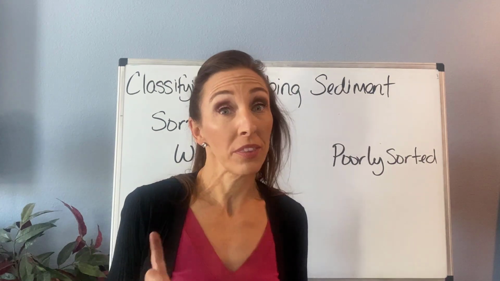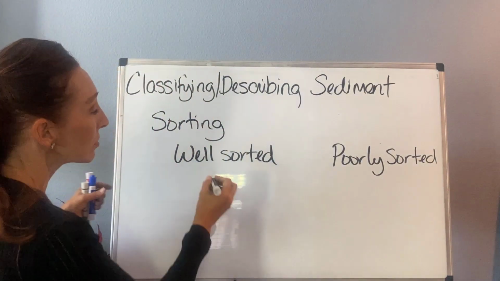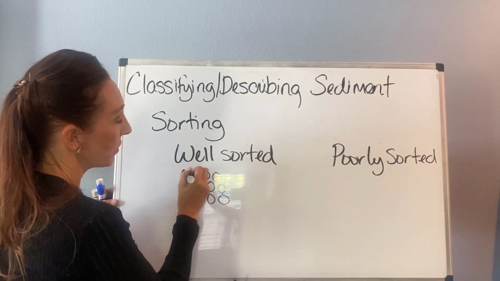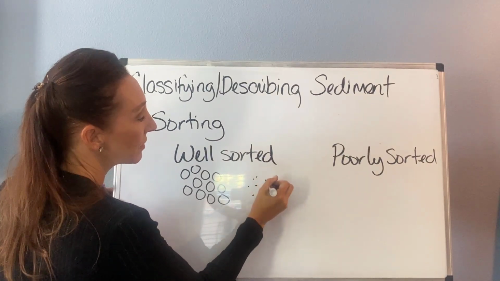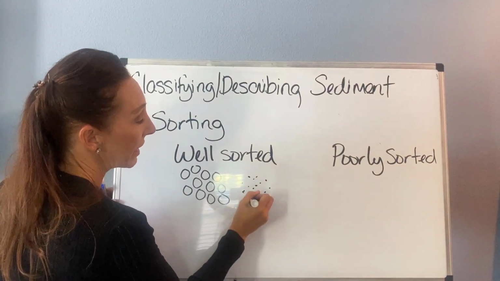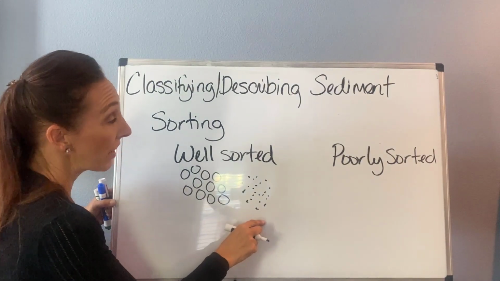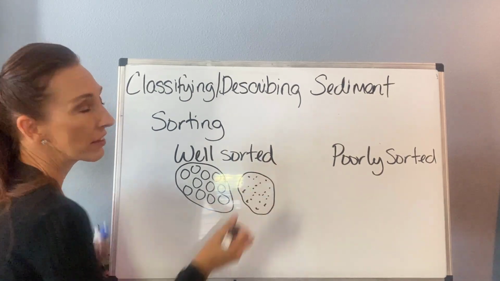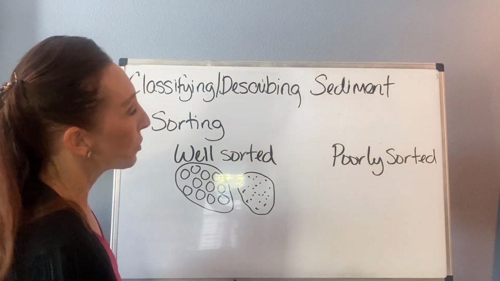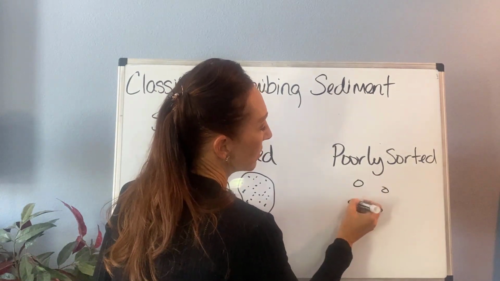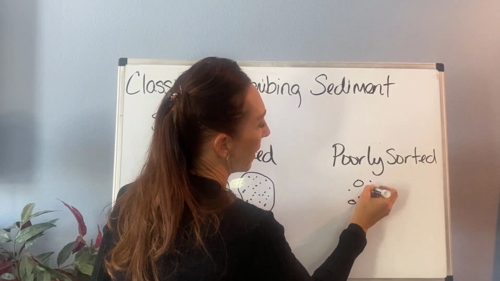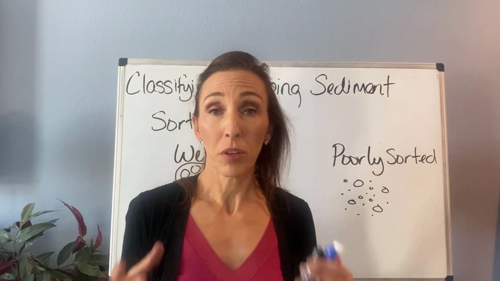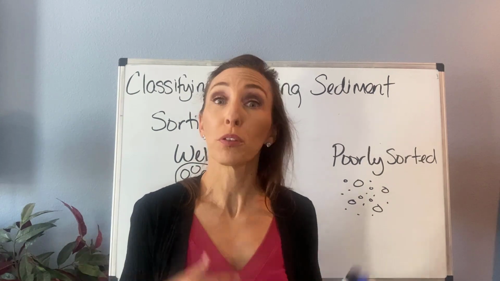It works the same thing with sediment, but with size. A well-sorted sediment would be a pile of sediment that's all the same size. And it doesn't matter if it's all gravel, all sand, all really fine mud, as long as it's all one size. So this would be a well-sorted pile size-wise. That's what counts. Poorly sorted, you're going to have lots of different sizes like that. So a good mixture.